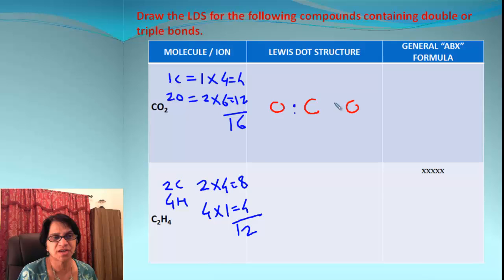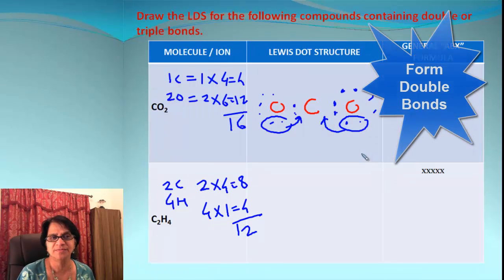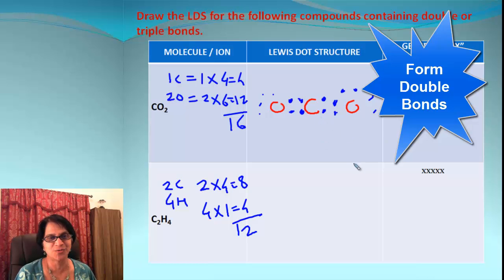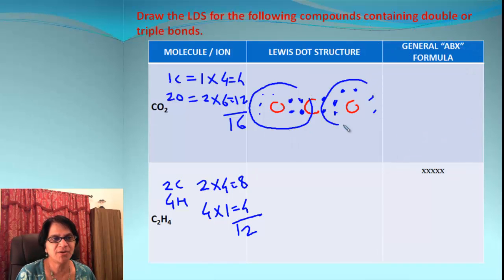We begin with shaking hands, and then we start completing the octet till we run out of the electrons. If we do this, both oxygen are happy with 8 electrons, but carbon is only having 2 and 2, 4 electrons. So what happens? Oxygen decides to share the electrons with carbon. When that sharing takes place, this is what we get. For each of the oxygen, we have 8 electrons, and also for each of the carbon, we have 8 electrons.